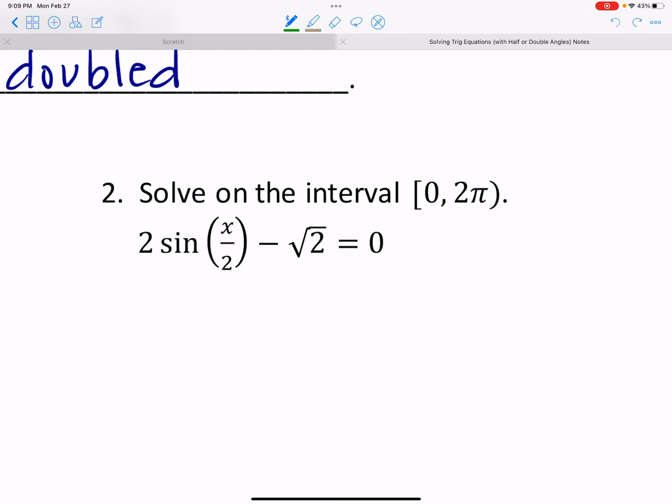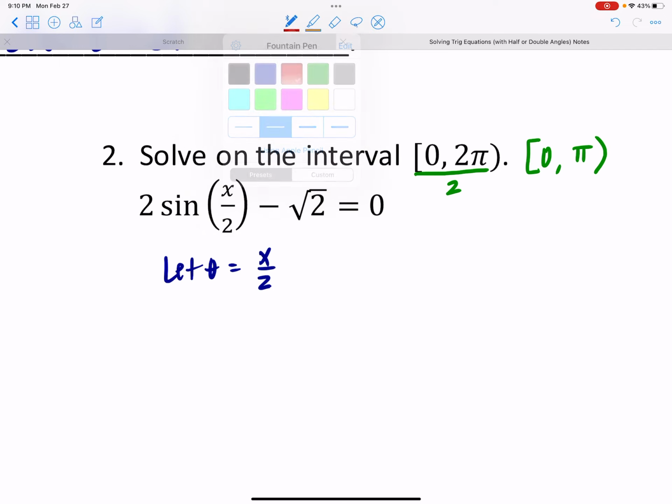So instead of 0 to 2 pi, we're going to cut this in half, and we're looking at only an interval from 0 to pi. Okay, so the half of a cycle happens in half of the time. Now let's solve this first with a theta in there instead of an x over 2. So I'm going to let theta equal x over 2 and rewrite this. It's 2 times the sine of theta now minus radical 2 equal to 0.